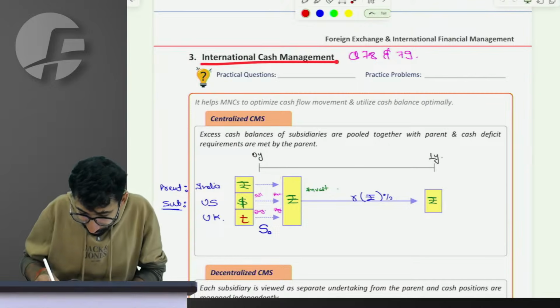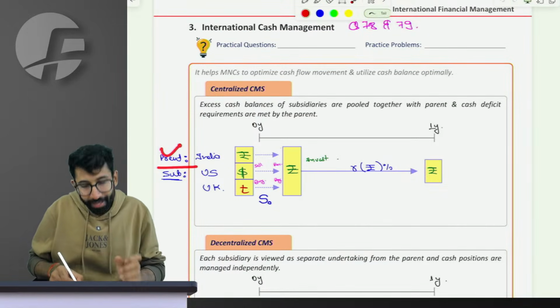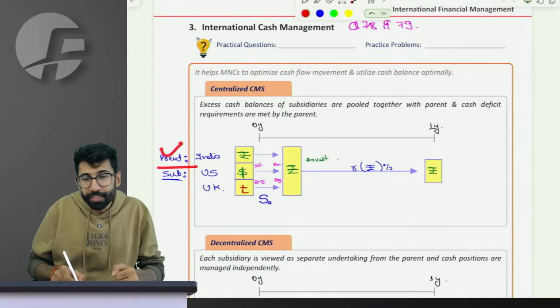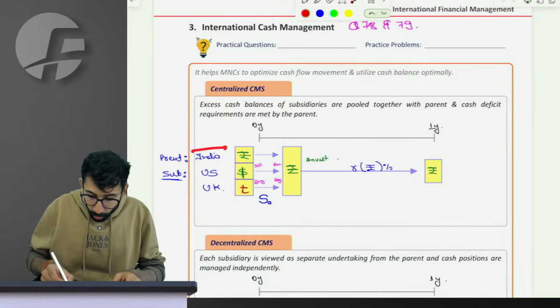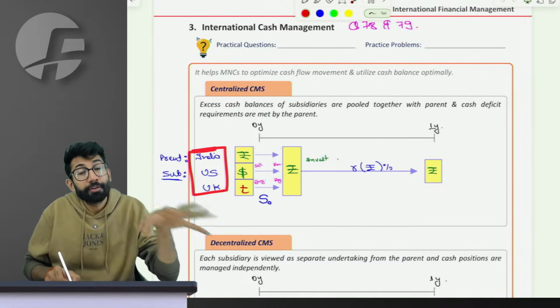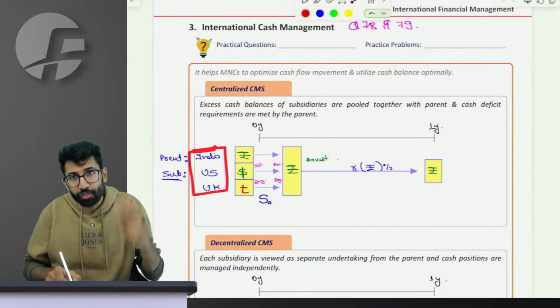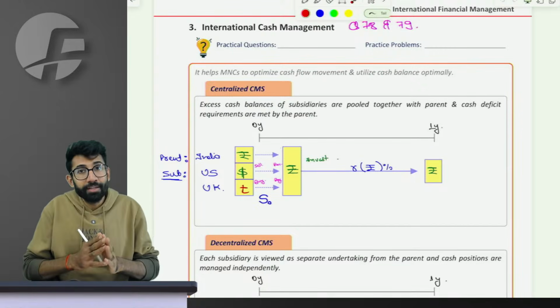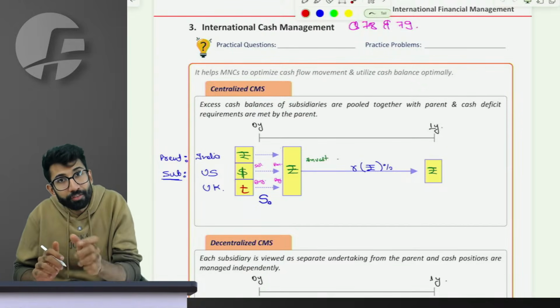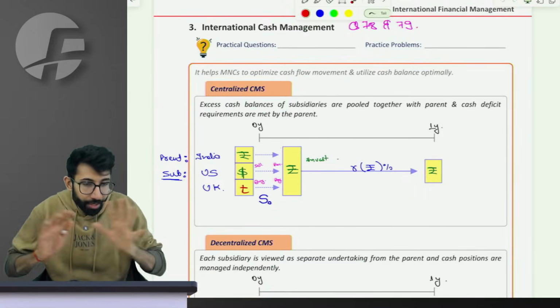What it says is that there is a parent company. Imagine that the parent company is an Indian company and it has subsidiary companies, suppose in the US and UK. All these three companies, which operate in their respective countries, have their own cash requirement and cash availability. To do business you need cash. At some point cash is more available than needed, at some point it is less available than needed, which means sometimes we have a deficit. What do we do? How do I manage that cash?